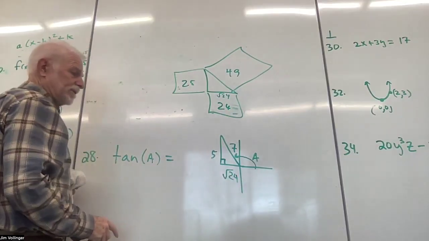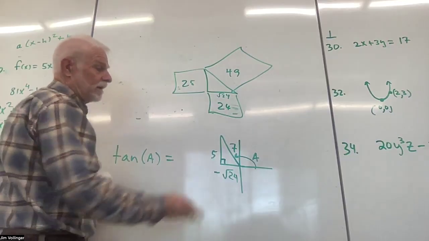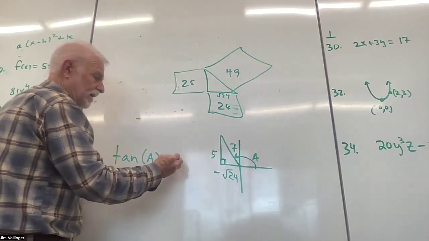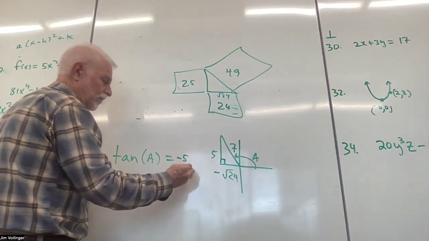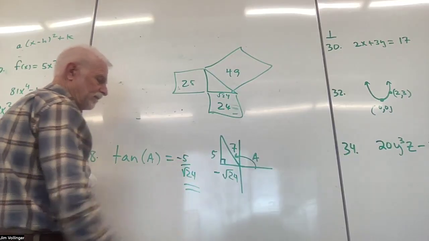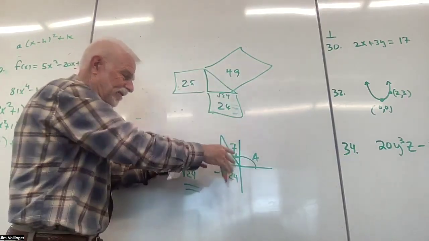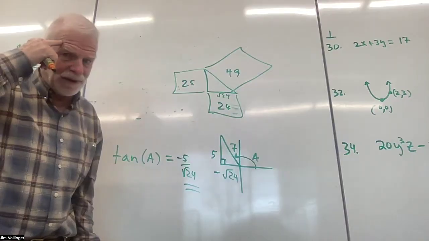So what is the tangent? In this case, it's negative. Okay, good thing I looked. I'm in the second quadrant, so it's negative. So my answer is minus 5 over root 24. And I don't care if you simplify that or rationalize it. I'm testing to see if your Pythagorean theorem is in place.